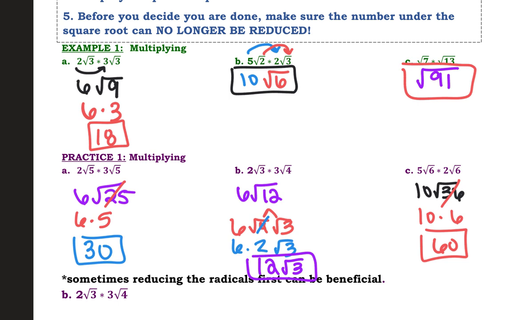So if you notice on the next thing, the item at the bottom, it says sometimes reducing the radicals at first can be beneficial. So this is a set step, right? Do the whole numbers, do the radicals, simplify. Good if you need something that concrete.